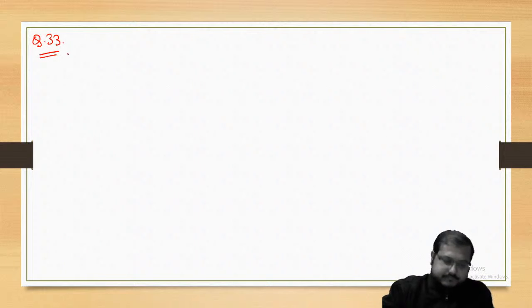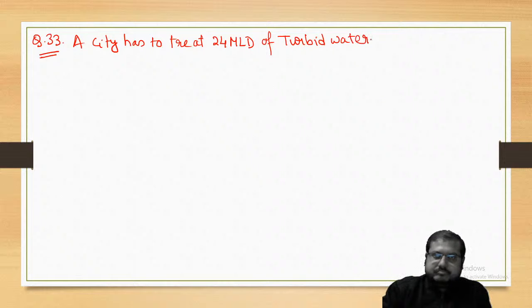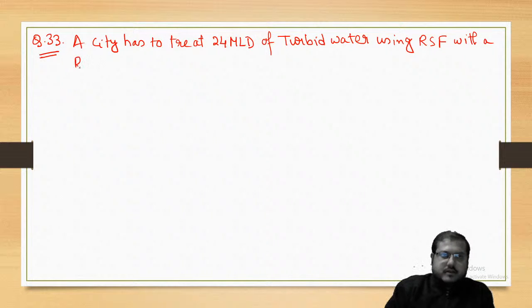Question number 33. A city has to treat 24 MLD of water using a rapid sand filter with a rate of filtration of 5 meter cube per meter square hour.